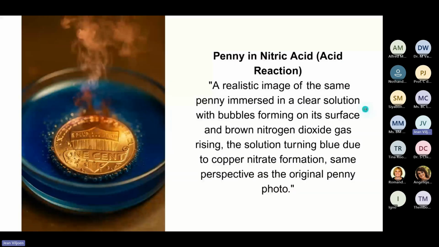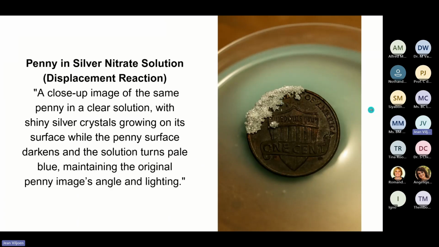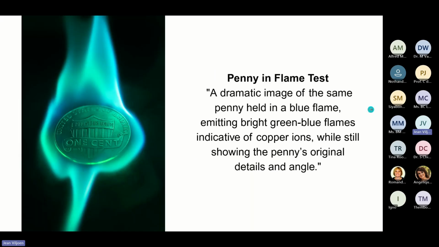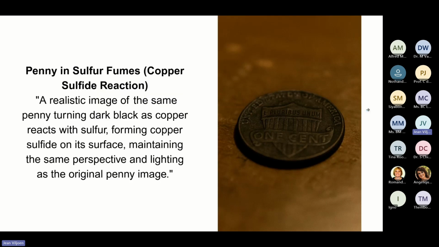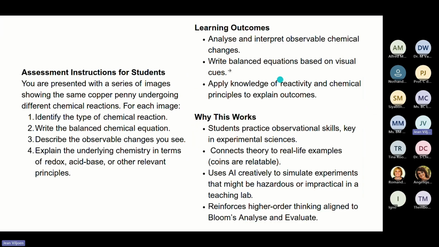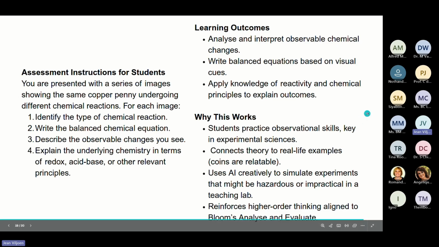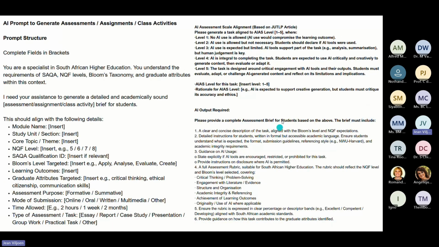So it's just, once again, different examples of chemical reactions that happen to copper. I don't know if we have any chemists in the room, and please stop me if the reactions are exaggerated, but these looked very nice for me, and I think students will be able to identify what went wrong if they did engage with their module content. So once again, I'm just giving you an example of assessment instructions for the students, the learning outcomes, and why this will work. And then you can just adapt it for your module.